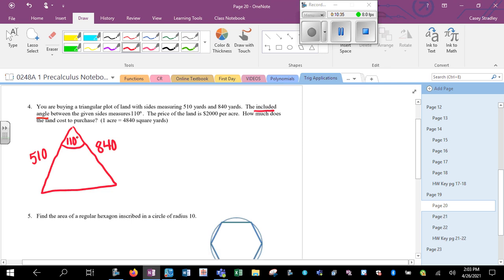Land is $2,000 per acre. So notice here they're giving us yards. We have to convert to acres. Okay, if you don't know that conversion, I found it for you. It's right here. We want to know, first of all, how many acres of land we have so we can figure out how much it costs. So first thing we're going to do is find the area of our triangle.